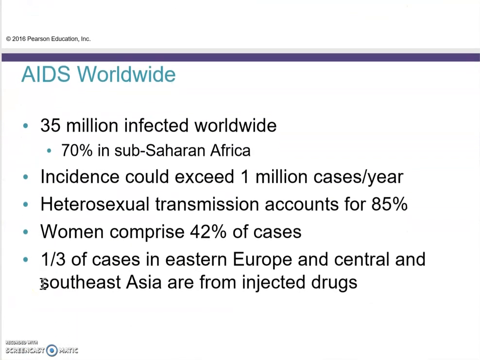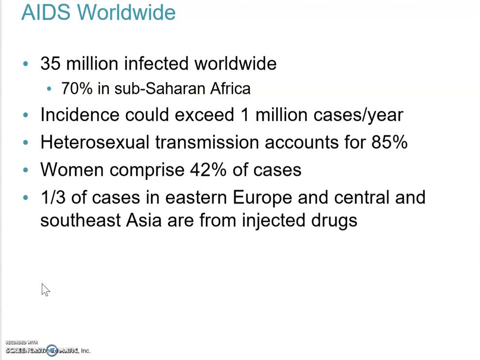Now let's take a look at HIV worldwide. So 35 million infected people worldwide, 70% of them in sub-Saharan Africa. The incidence typically is about 1 million cases per year. Heterosexual transmission now accounts for 85% of cases. Women are 42% of cases, and 1/3 of cases in Eastern Europe, and Central and Southeast Asia are from injected drugs.